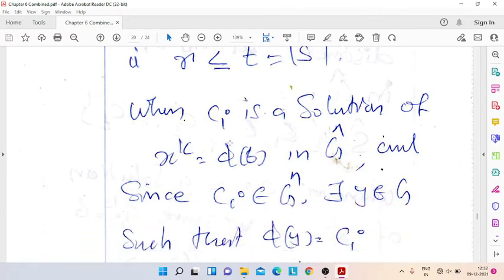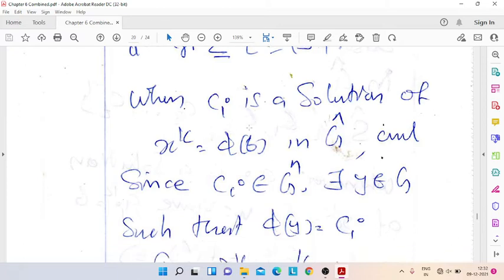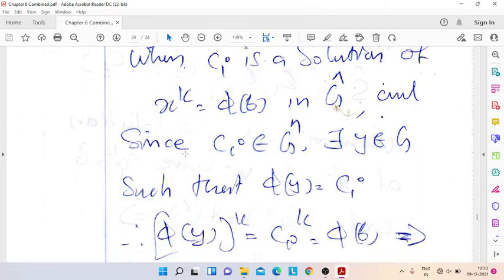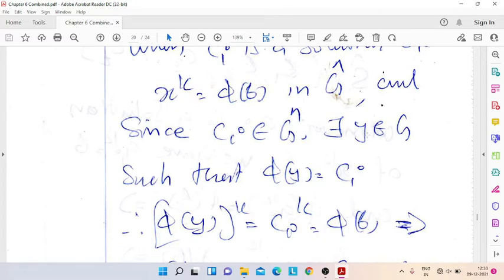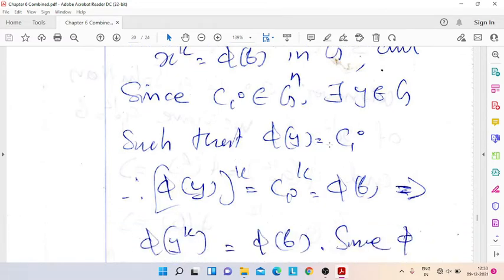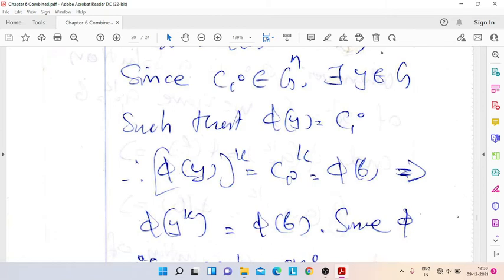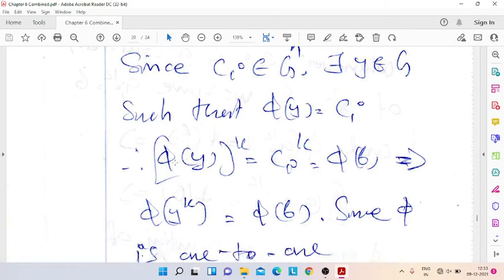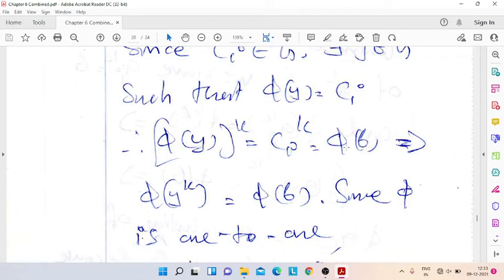Now we have to discuss the converse part. That is, if c_i is a solution of the equation x^k = φ(b) in G-cap, and since c_i is an element of G-cap, we know that there exists y in G such that φ(y) = c_i. Then φ(y)^k = c_i^k = φ(b).